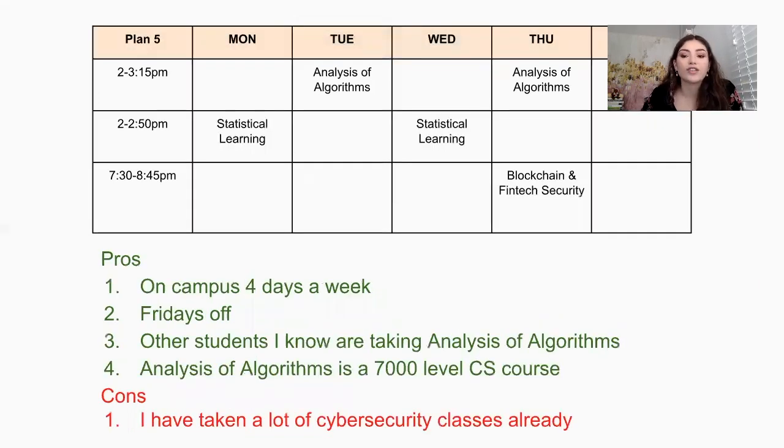Plan 5. So now we have analysis of algorithms, statistical learning, and blockchain and fintech security. So some of the pros are that I'm on campus 4 days a week, and I have Fridays off. Other students I know are taking analysis of algorithms, and then also that course is 7,000 level.